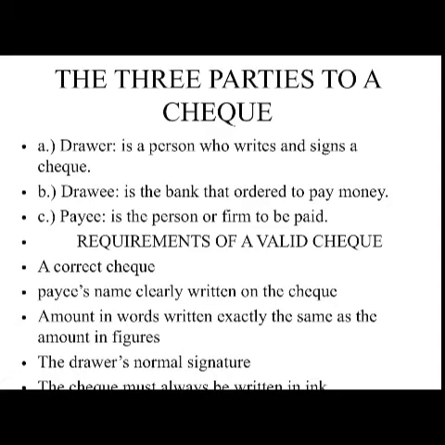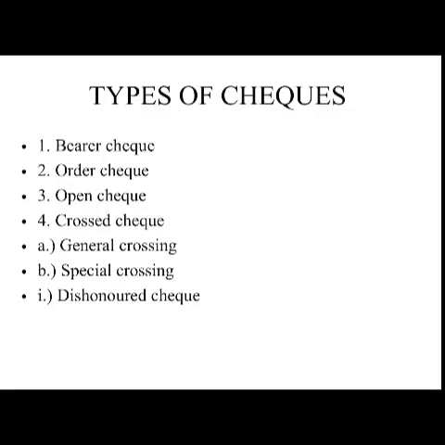For this check to be called valid, it has to have the payee's name clearly written on the check, and the amount in words. This amount in words should be the same as the amount in what? In figures. Okay, the drawer's signature, and the check must always be written in ink. Okay, so let us look at the types of checks. So the first type of check that we're going to look at is the bearer check. This is a check that is payable to any person presenting it at the bank, regardless of the name written on it. So for this check, it doesn't matter.